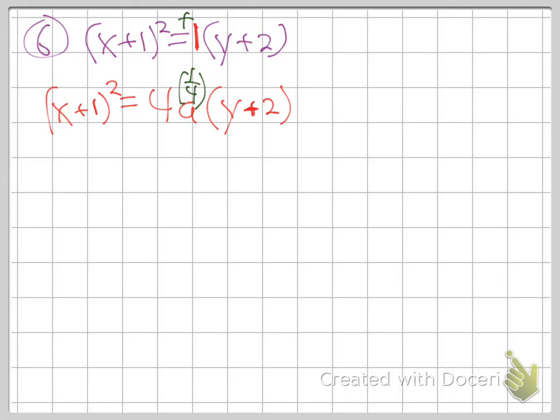So, okay, let's put that on the graph then. Where's the center? Yeah, opposite.